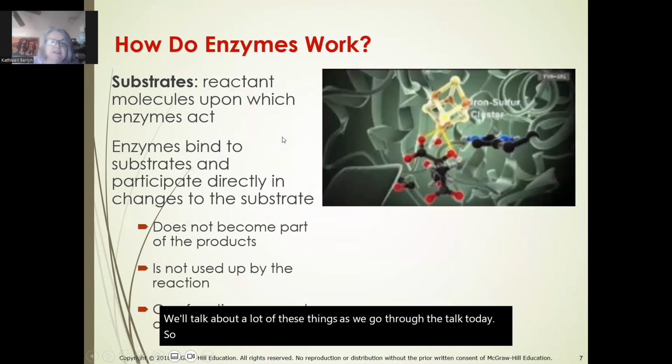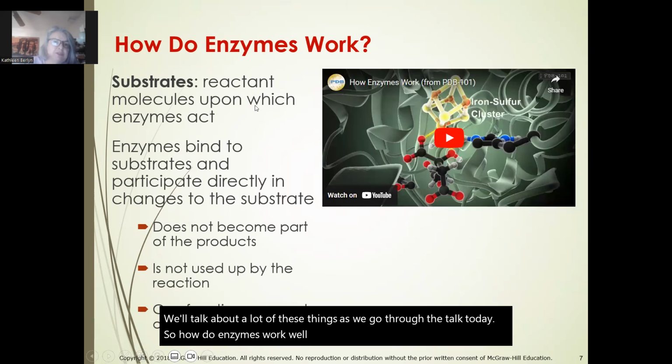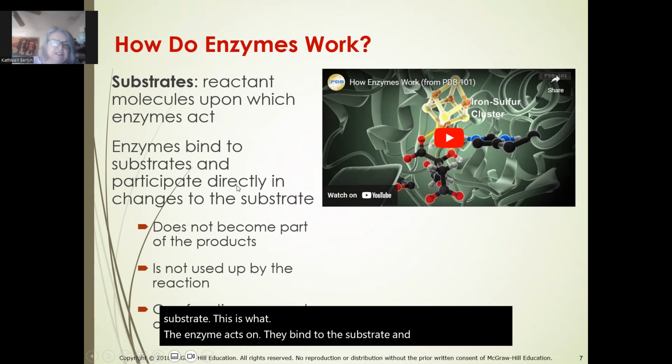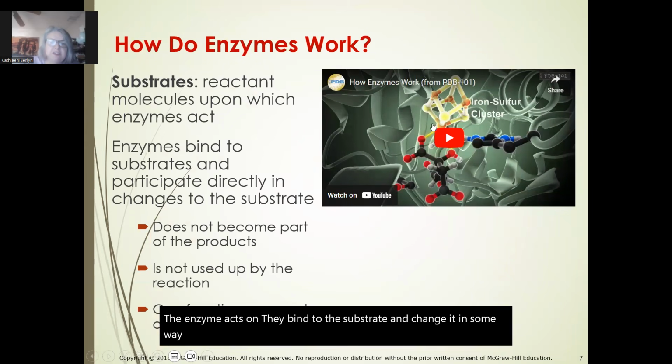So how do enzymes work? Well, we already mentioned the term substrate. This is what the enzyme acts on. They bind to the substrate and change it in some way. Okay, so let's watch this brief video on how enzymes work.